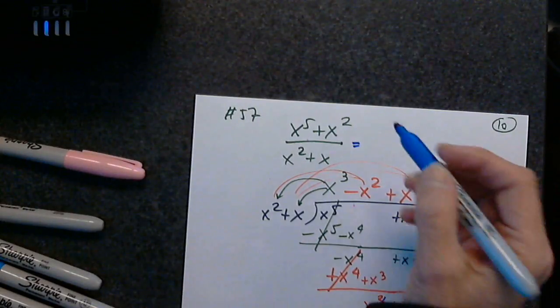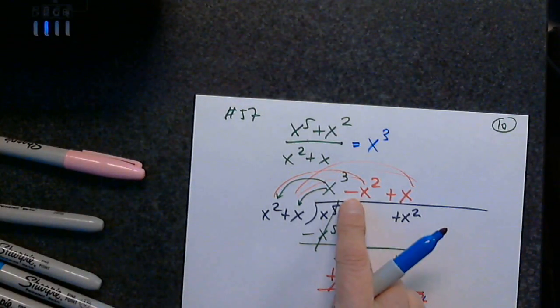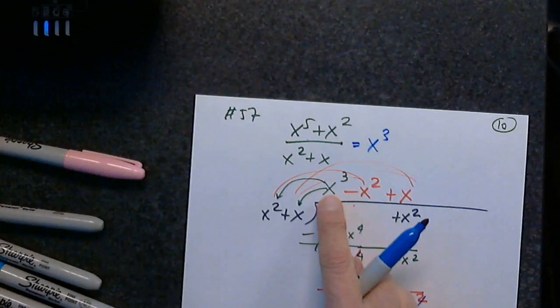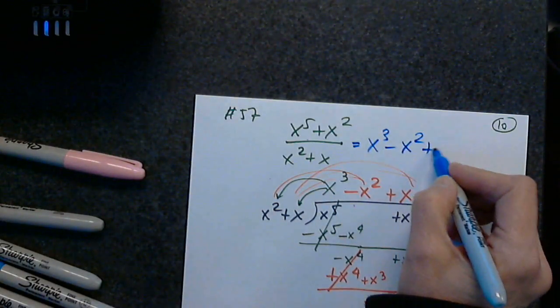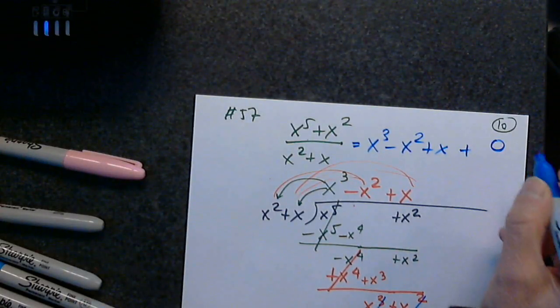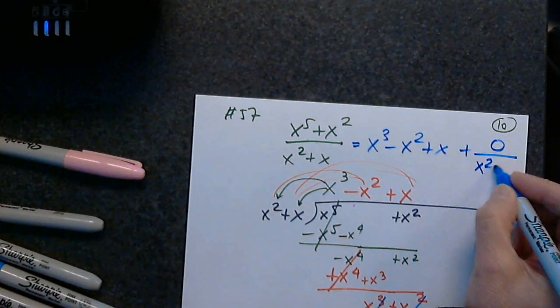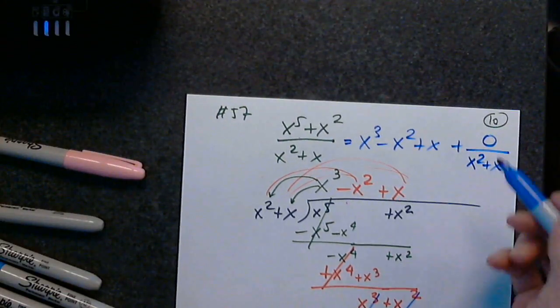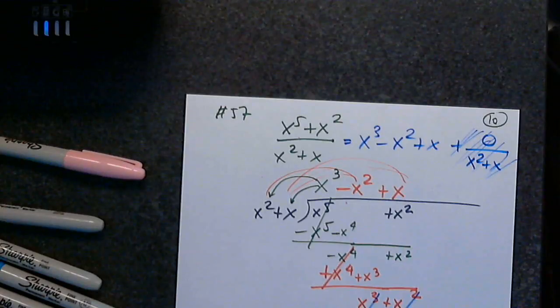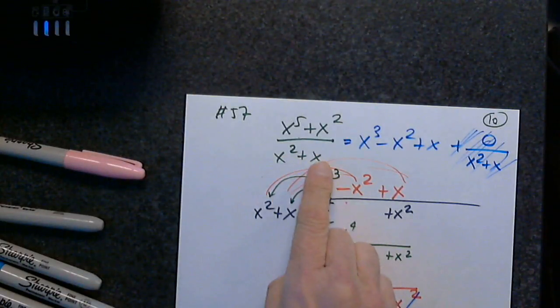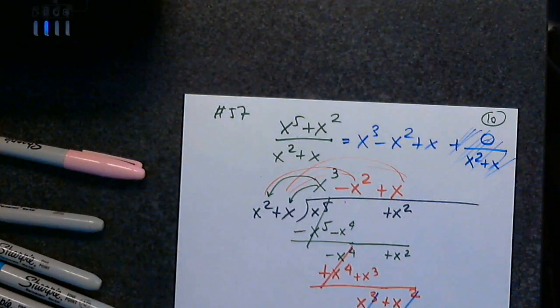Negative x squared plus x, and negative x cubed, minus x, plus x. If you want, we don't write that. I just want to emphasize, since this is 0, there is no need. So what do we conclude? That this binomial is what for this binomial, since the remainder is 0.